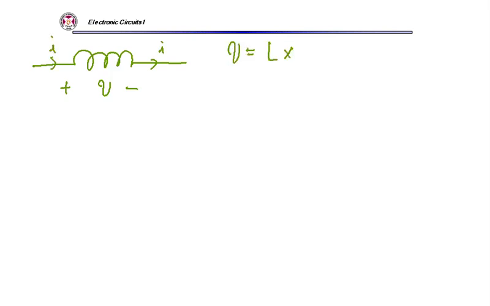Alright, let's continue with the inductor. This inductor voltage is L di/dt, right? So for the inductor, the current is a state variable, right? So we can write this inductor.